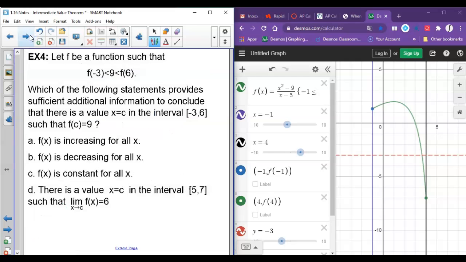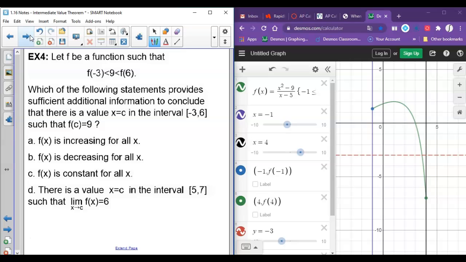All right, let's look at the next question. It says, let f be a function such that f of negative 3 is less than 9, less than f of 6. Which of the following statements provides sufficient additional information to conclude that there is a value x equals c in the interval from negative 3 to 6 such that f of c equals 9?